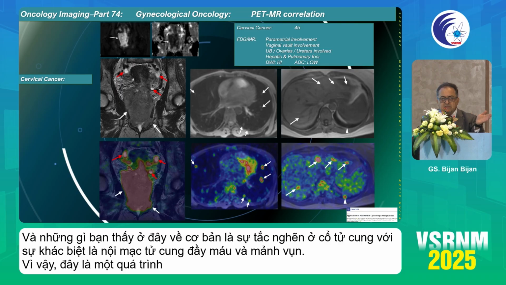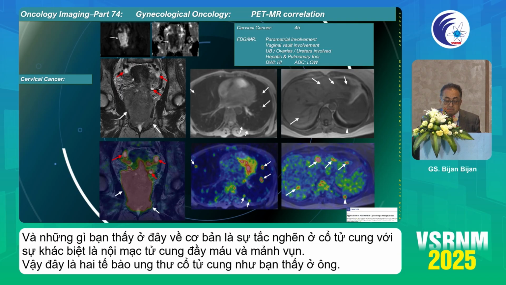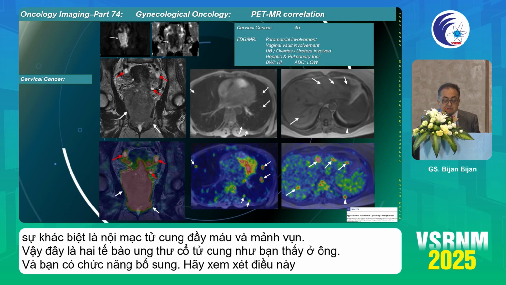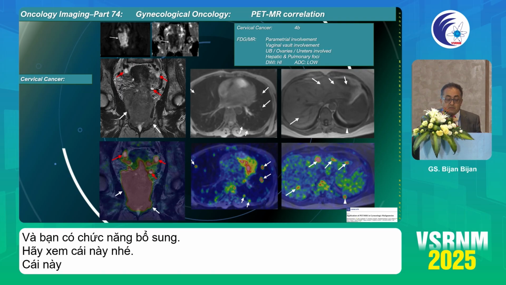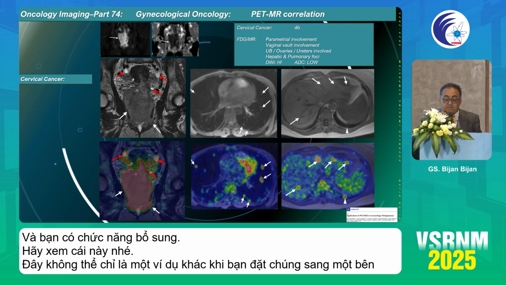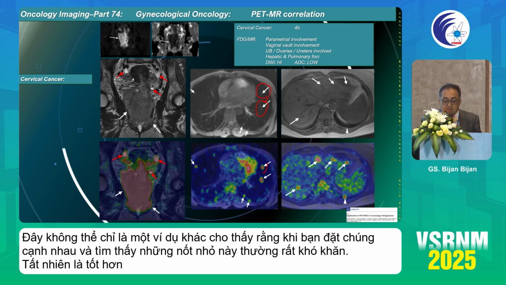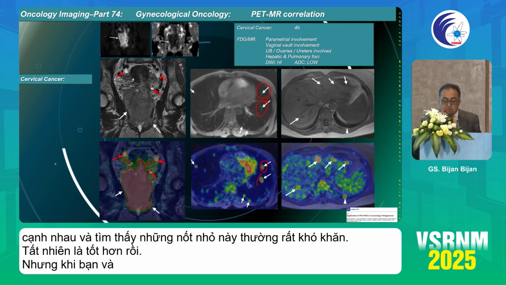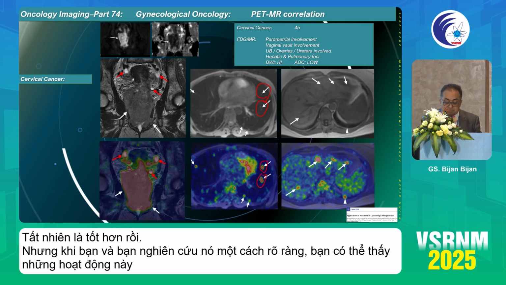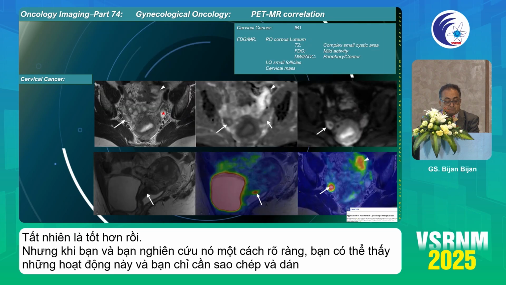As you see, MR and PET have a complementary function. Take a look at this one. This is another example where, when you put them side by side, finding these little nodules is usually difficult by MR. CT is better, of course, but when you do an FDG study, clearly you can see these activities, and you can do the top-to-toe staging for these cases.